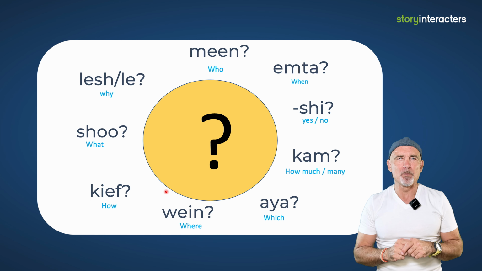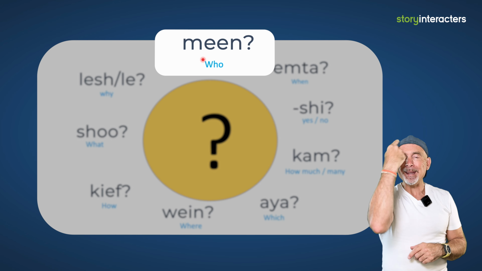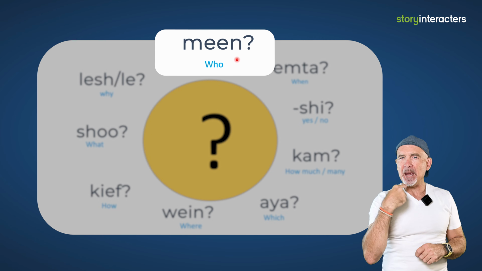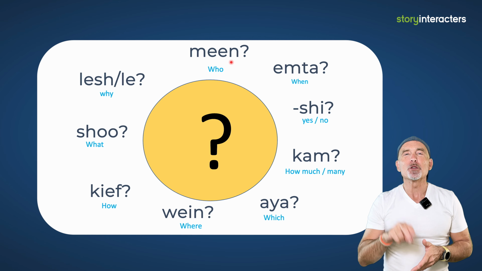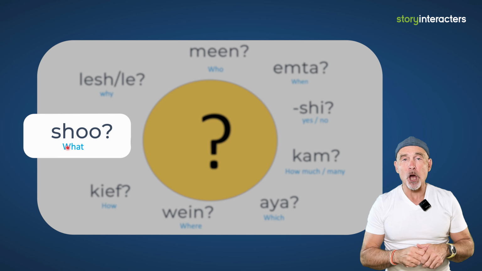As usual, with the Storyinteracters method, we're going to put those in our body because it helps retention. Let's learn the first one. First one is who. Meen. Circle your head because you want the name of a face. Meen.